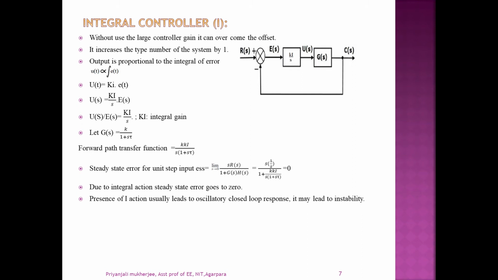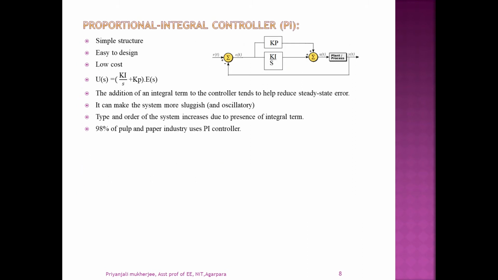And the presence of I action actually leads to an oscillatory closed loop response, and it may lead to instability. Next is the proportional and integral controller, that is the PI controller. And this PI controller is used in most cases, that is 98% of the process industry is now using the PI controller. And PI controller is used in industrial applications due to its simple structure, and it is very easy to design, and due to its low cost.